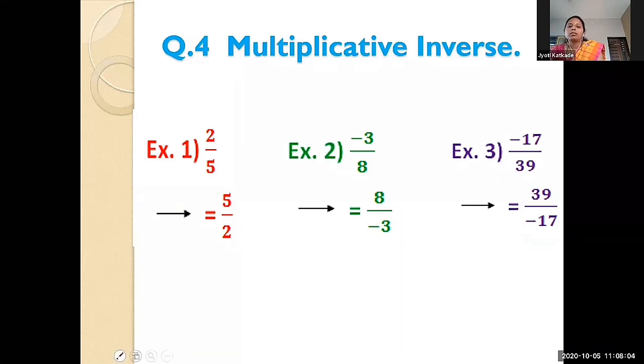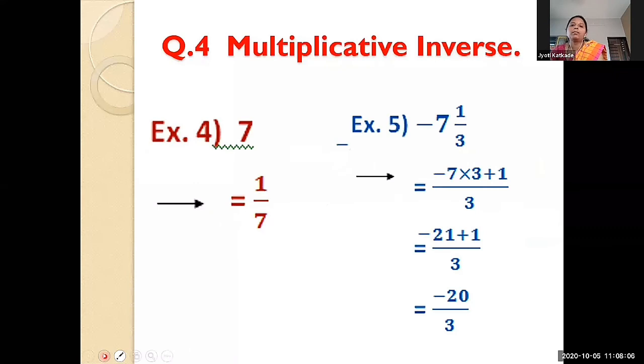Now, next example, number 4. We have been given a single number, that is 7. Only 7 is given. Okay. When a single number is given, the denominator is always 1 for that number. 7/1. When we take the reciprocal of 7, we get 1/7.